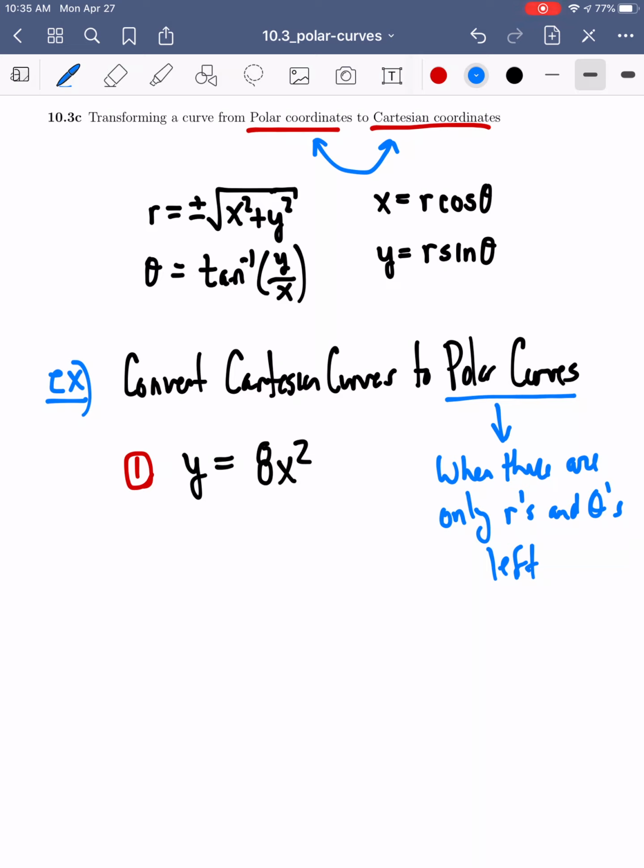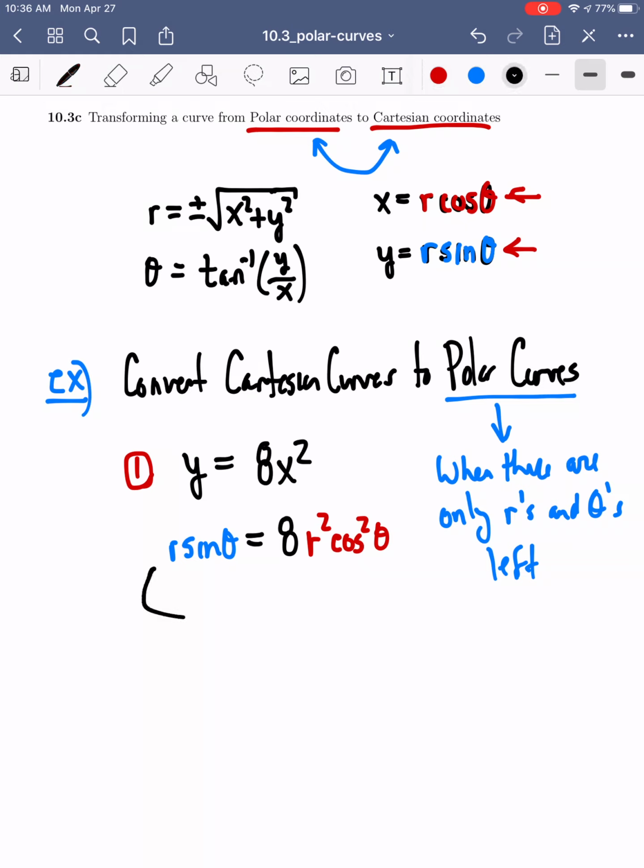So how can we start this conversion process? Well, we're going to use everything we know from the above transformations. For example, we know that x is equal to r cosine theta, and y is equal to r sine theta. So let's just plug in what we know. y is equal to r sine theta, and x squared would be r squared cosine squared theta, and therefore now we have that relationship.